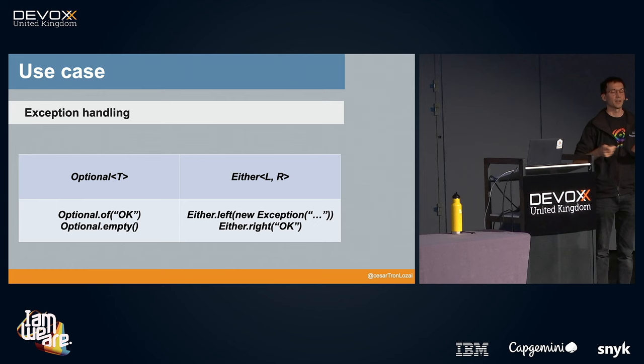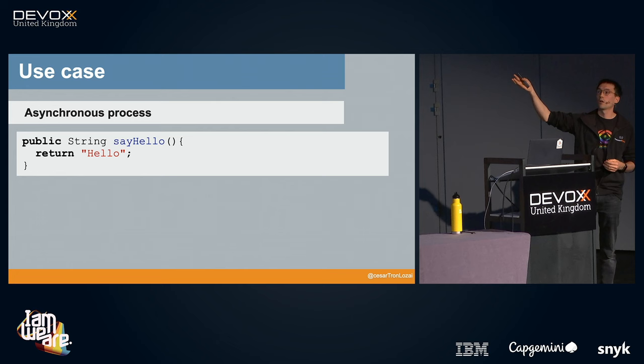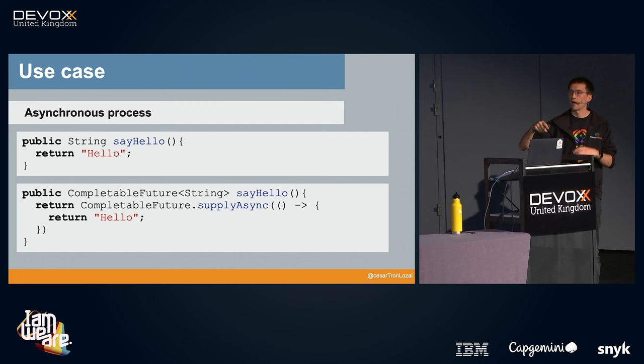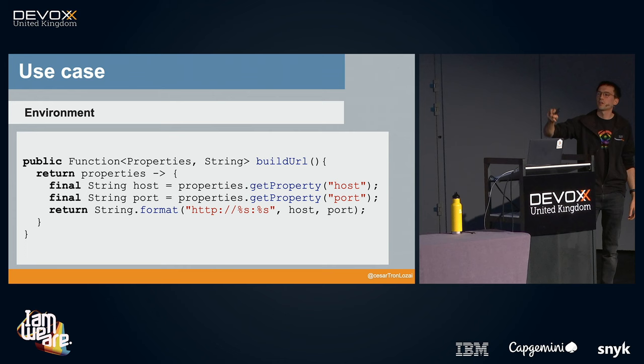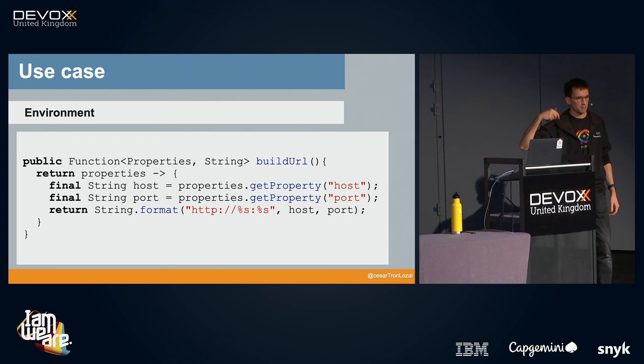We have a method here, sayHello, that returns String. If I change that String to a Future of String, now suddenly I have changed behavior. I have a function that gives me a handle to something that will resolve to a value eventually. We could do this as well to build a URL. Instead of having a function that returns a string, we can return a function from properties to string, and then we can use a lambda. And with this lambda, we can build the string that we want. So here, the message is, by changing the return type, we can add behavior to our code.